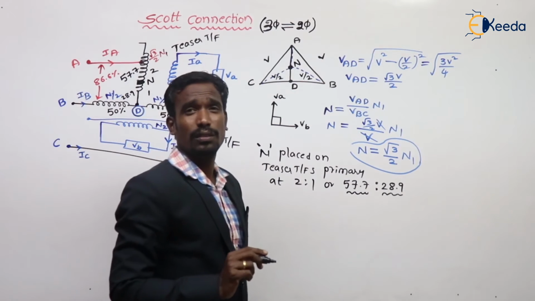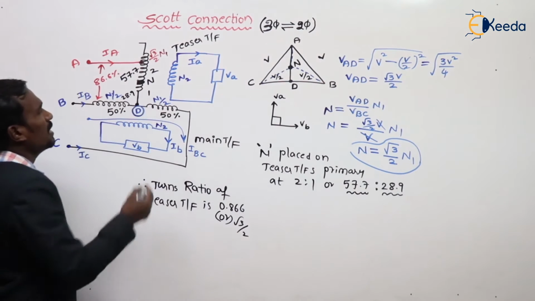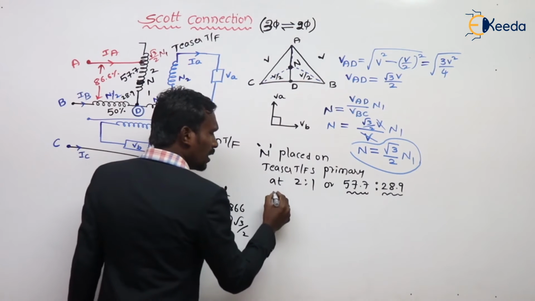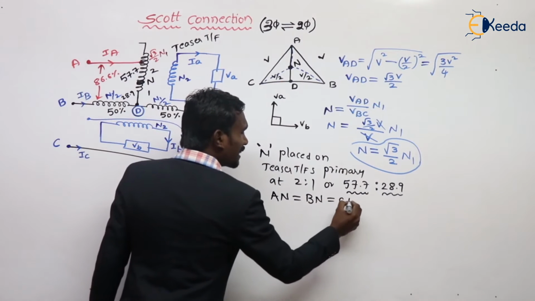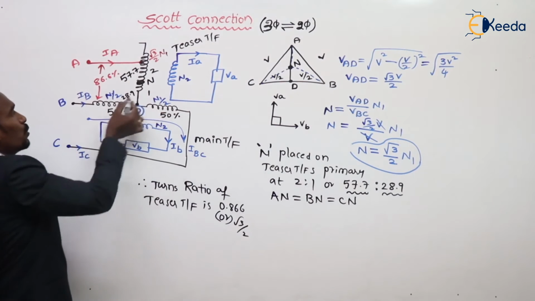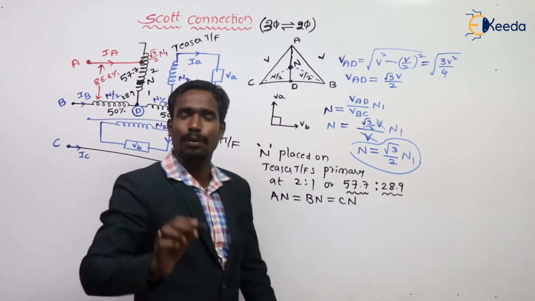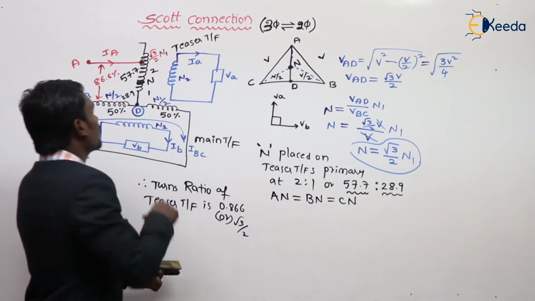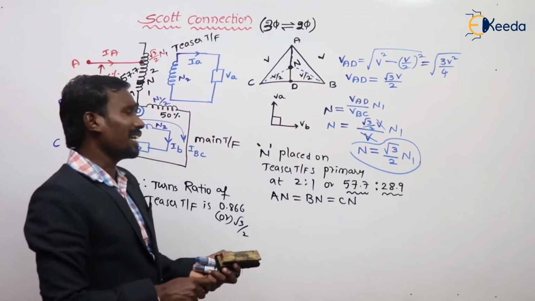balanced load, to get the balanced supply. Sir, how is it balanced? Tell me. What I am telling you is that AN is exactly equal to BN is exactly equal to CN. Is it correct or not? Tell me first. Balanced supply is nothing but the three phases should be the same. So tell me, is it correct or not?